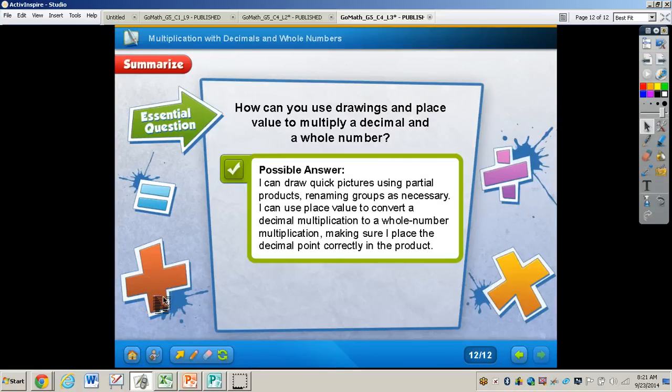Okay, here's our essential question and the answer to that essential question. And this concludes our video. If you have any questions about multiplication with decimals and whole numbers, please come and see me.